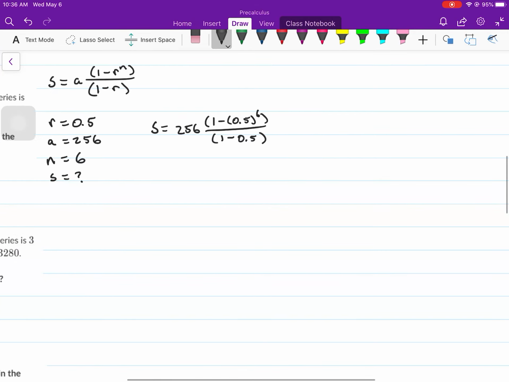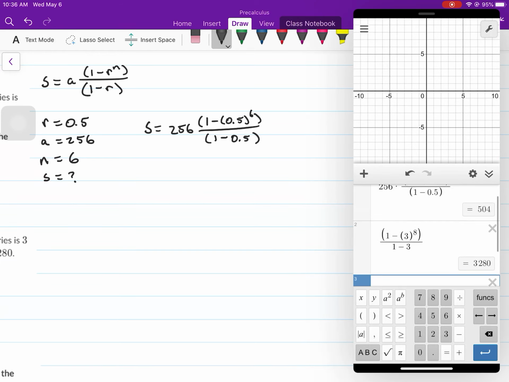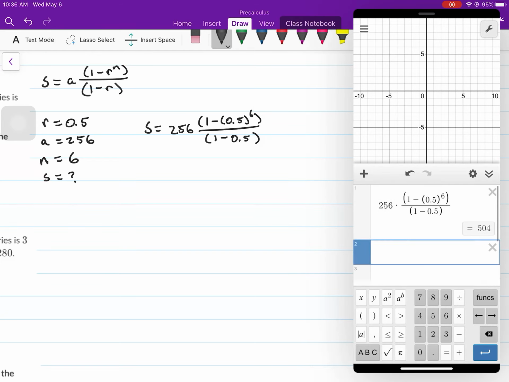And from there, you just bring in the calculator. You just enter exactly how this looks. Make sure you use those parentheses correctly. And you get 504. And that's the sum for that problem. So let's go ahead and look at the next one.